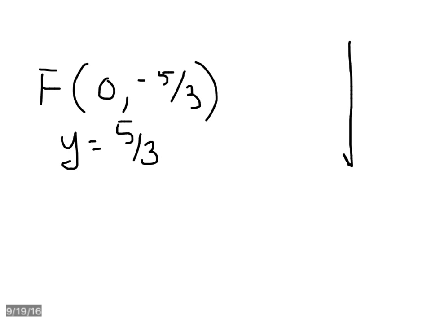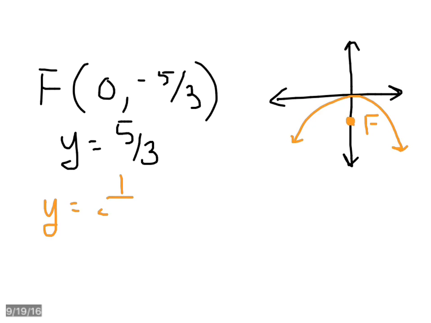Okay, let me put the point on there so we know where it's at. (0, -5/3) is down here. So which way should it open? Up or down, and specifically it should open down. It should go like this. So if it opens down, that's y equals 1 over 4p x squared.